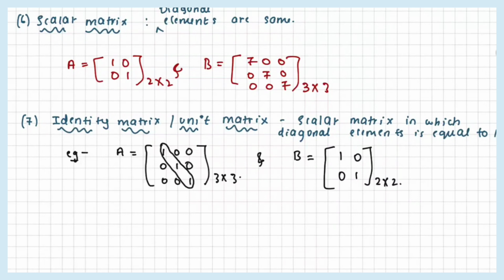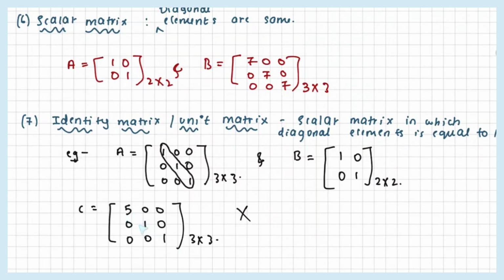I'll give you a question here. C is equal to 5, 0, 0, 0, 1, 0, 0, 0, 1. Can you guess whether it is an identity matrix or not? Of course it is not. Here at least two 1s are there, but it is not an identity matrix.